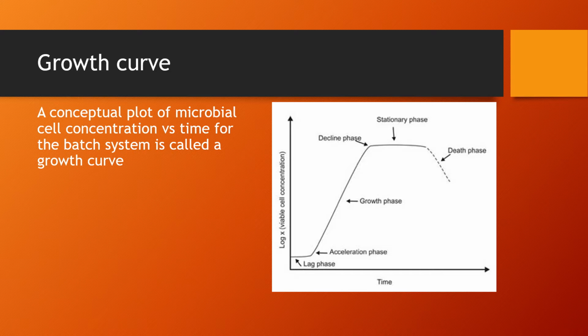Then there is a stationary phase. What is the stationary phase? Here the increase in the number of cells becomes constant. There is no increase in the number of cells and the number of viable cells remains constant. After that there is the decline phase, where the number of viable cells decreases, so actually cell death is occurring. Generally we operate the bioreactor in the growth phase.